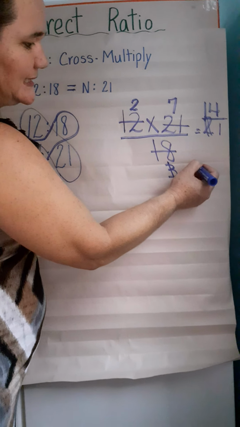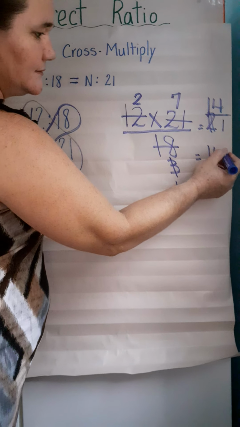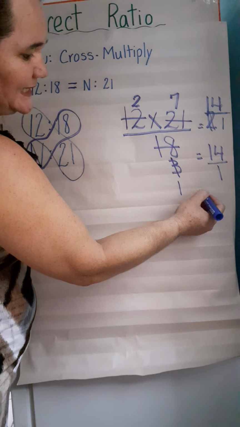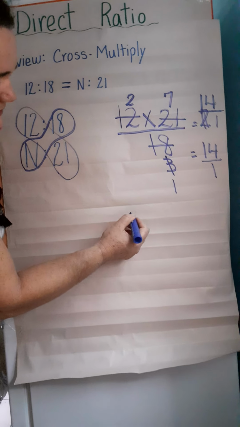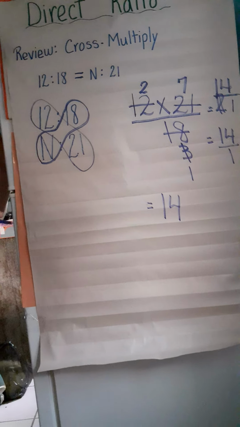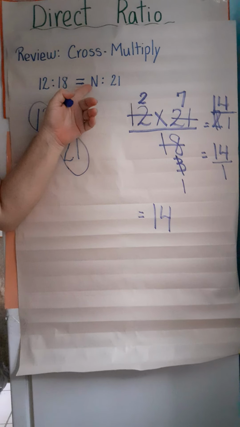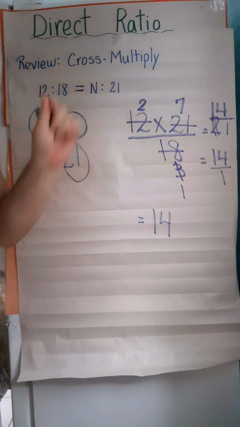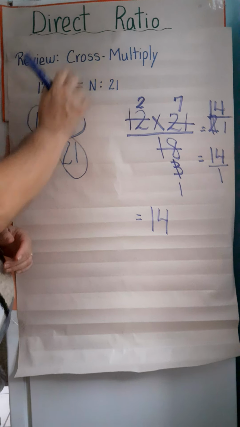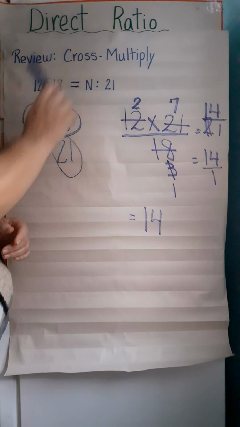Let me write it neatly. 2 times 7 is 14 over 1, which is, I'm going to write the answer here, which is 14. Okay, so that's what we do to find the missing number in a proportion. This is called cross multiply. Now, this is how we use the method to find a missing number. This is called direct ratio.